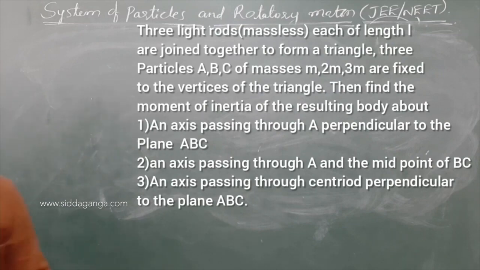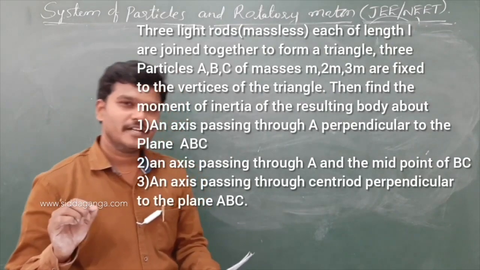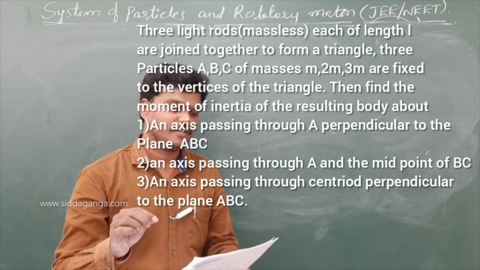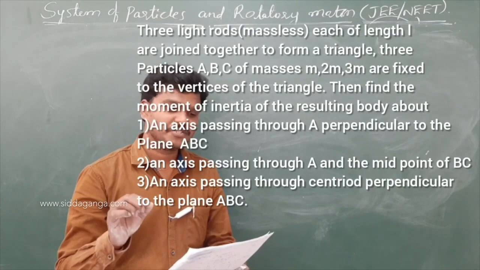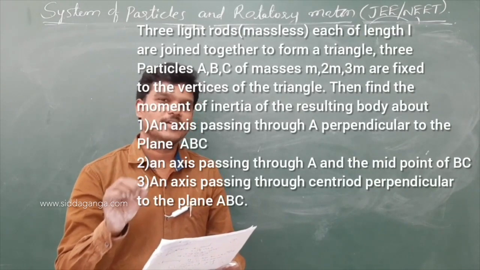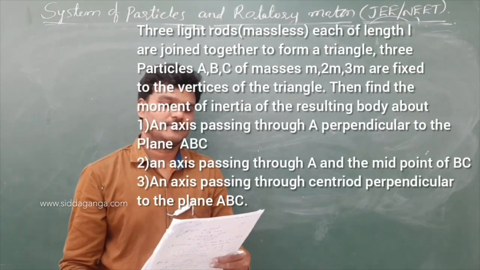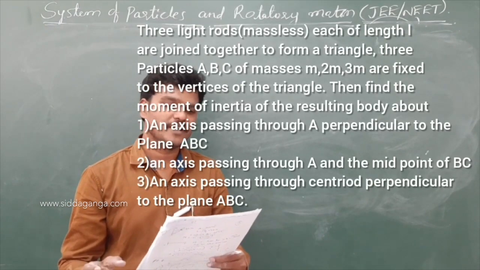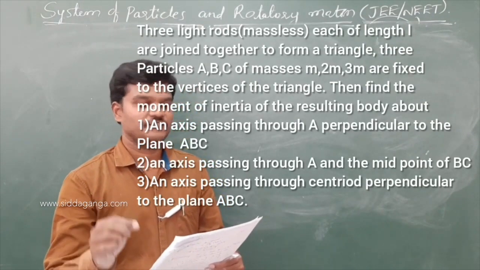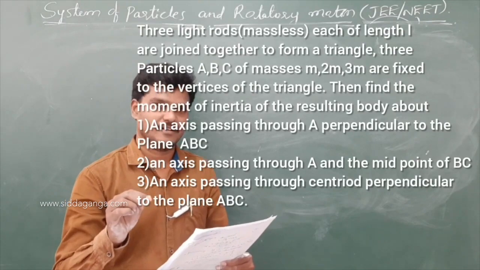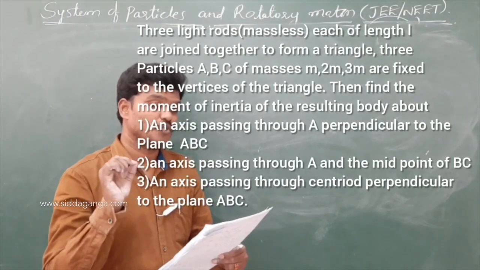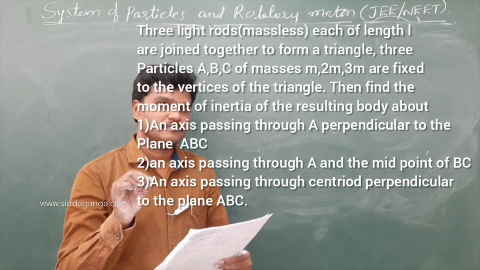Let me read the question. Three light rods, they are massless. Three light rods, each of length L, are joined together to form a triangle. And three particles A, B, C of masses m, 2m, 3m are fixed to the vertices of the triangle. Then find the moment of inertia of the resulting body about the given axes.